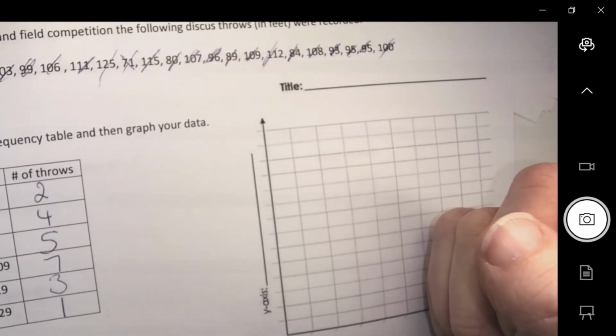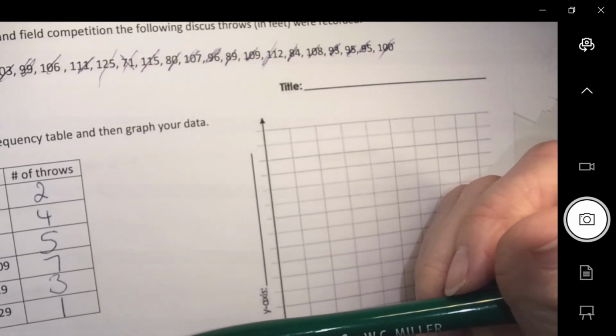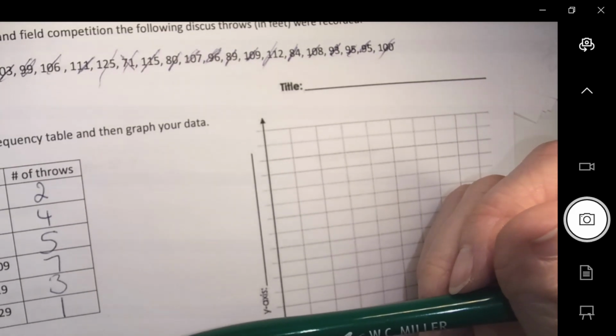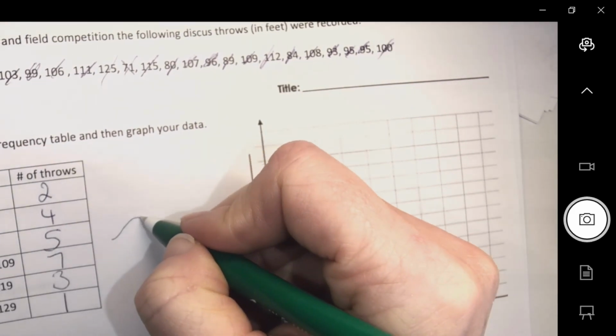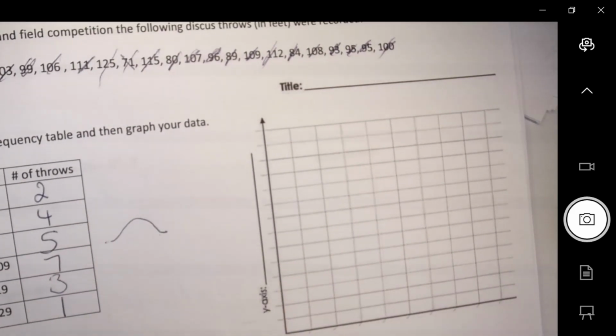Okay. What if I asked you, is this normal distribution, yes or no, and why? Yes. Why? It goes up and then it goes down. It would make that kind of shape, right? There's fewer on the outsides and more in the middle. So that's a normal distribution of data. That's what data should be.